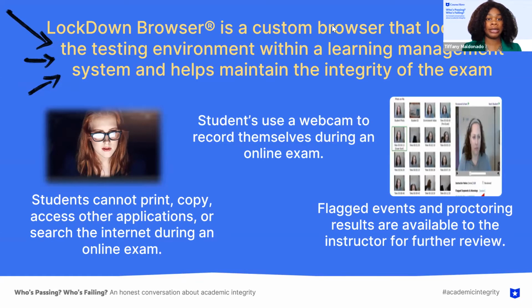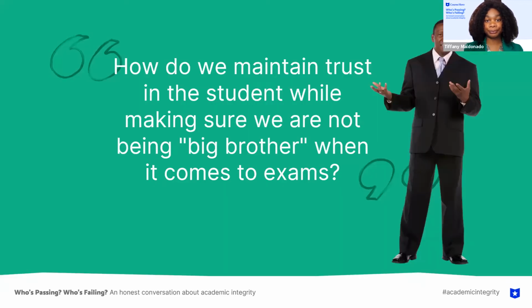When they take the test, the testing software will flag certain events throughout the exam. So maybe if they came out of the screen, maybe if another person came into the screen, etc. And those events are flagged. So when you as an instructor go in for further review, you're able to see those events and then you're able to make a judgment call upon that.